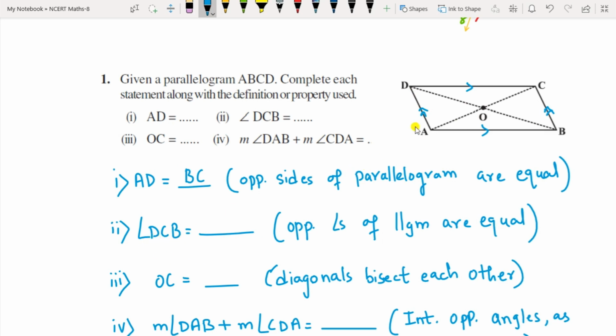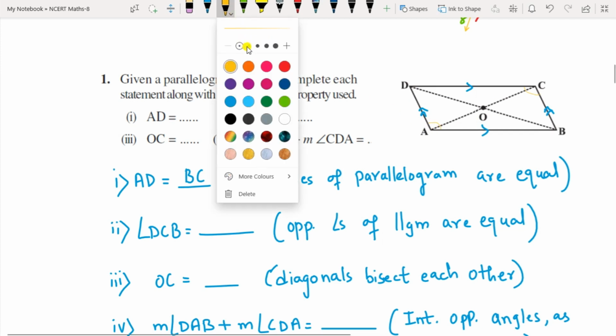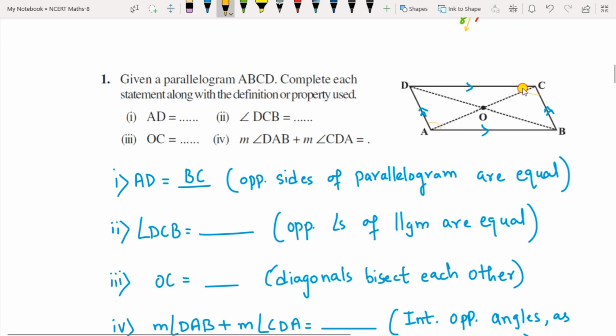Then angle DCB. This angle will be equal to what? This angle will be equal to angle DAB, this one. Okay. So DCB is equal to DAB. Why? The reason is, opposite angles of a parallelogram, this is the short form for parallelogram, are equal.